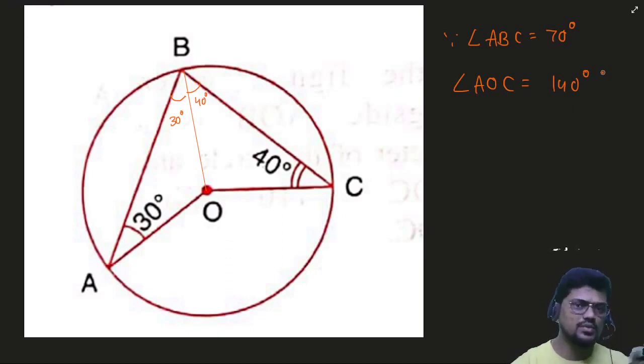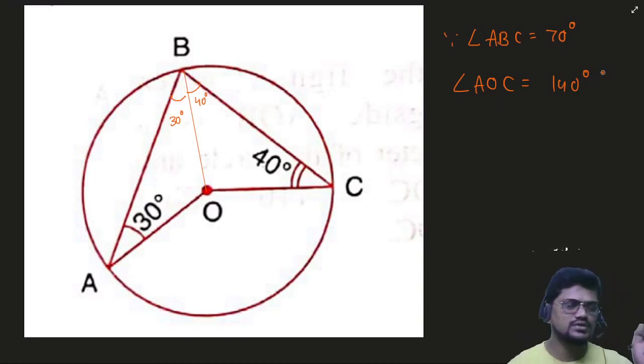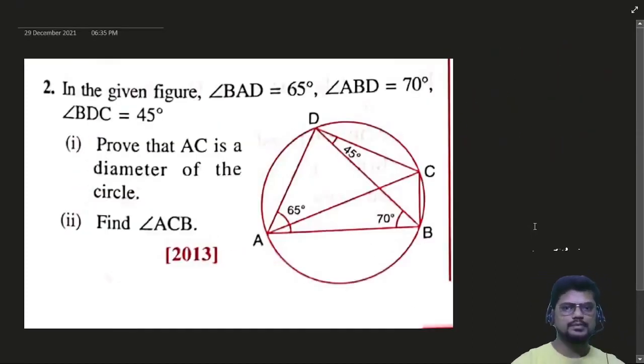Again, in triangle OBC, OC equals OB, and therefore angle OBC equals angle OCB. Why? Because it is an isosceles triangle. Therefore, angle ABC equals 70 degrees, and therefore angle AOC equals 140 degrees. Why? Because the angle at the center subtended by the arc will be equal to twice the angle which it subtends at any other point on the circle on the opposite side. Okay, next.